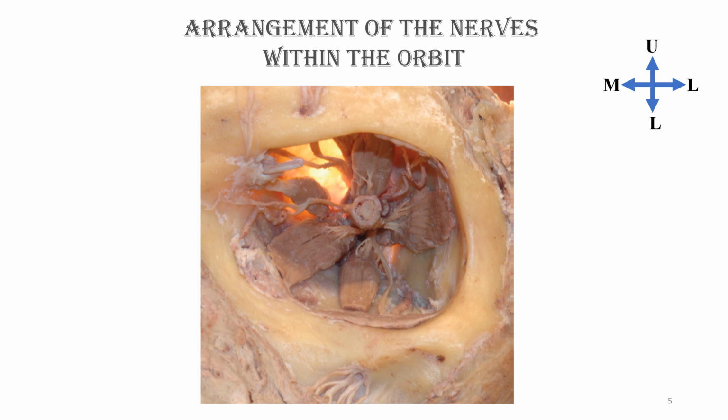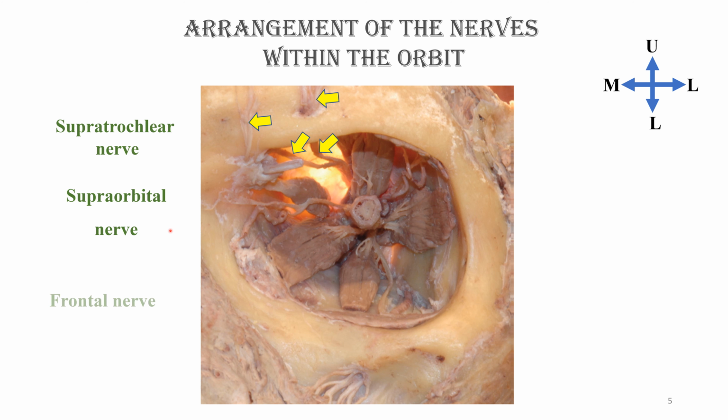That is another cadaveric specimen showing again the arrangement of such nerves. Still the lateral is this side, the medial is this side, upper and lower parts. So that is the supratrochlear nerve here, and that is the supraorbital nerve, this one here and here. These are the branches of the frontal nerve, which is this one here.